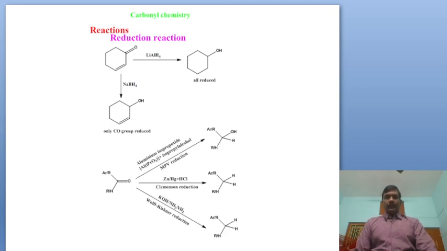Another reduction reaction is in alpha beta unsaturated ketone compounds, here a cyclic ketonic compound. If we use lithium aluminum hydride, it will reduce both types of bonds here. The carbonyl bond, C double bond O, and the C double bond C will be reduced to form an alcohol. And if we use NaBH4, a less reactive reagent, it will only reduce the carbonyl group but not the double bond here.